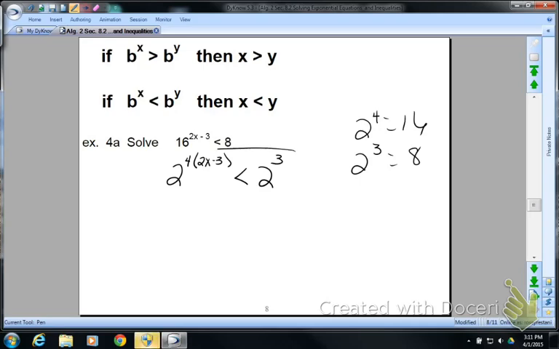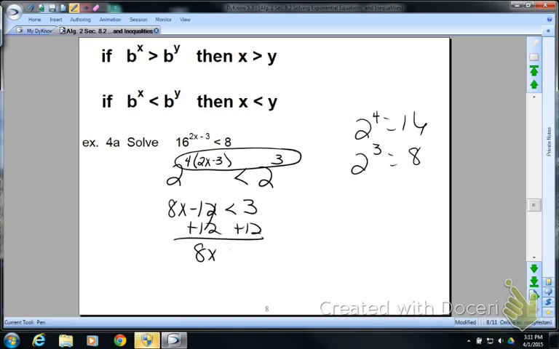So now I put my exponents, instead of equal, they are an inequality, and I can go ahead and distribute and get 8x minus 12 is less than 3. Add 12 to both sides. Divide by 8. So x is less than 15/8. I'm going to put that in interval notation. Interval notation is negative infinity to 15/8. I don't have to turn it into a mixed number unless I was graphing.